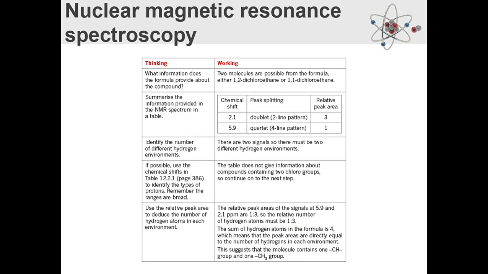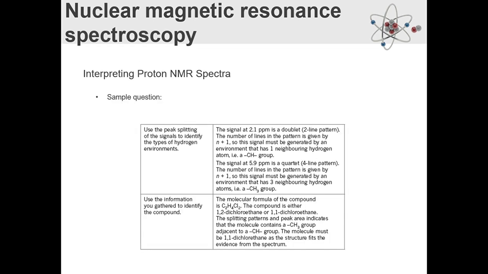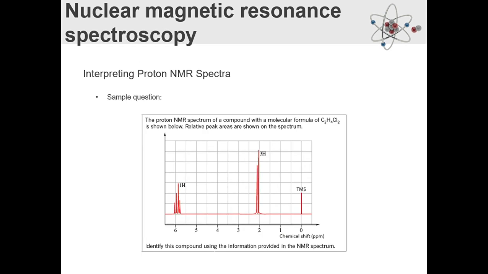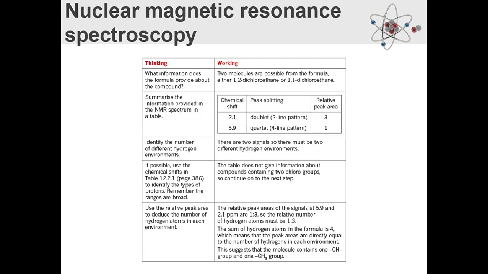Okay, so what information does the formula provide about the compound? Well, the 2 molecules from the formula are either 1,2-dichloroethane or 1,1-dichloroethane. So here what they've done is they've put it into a table. At 2.1, you've got something that's worth 3 hydrogens, and it has a doublet. And then at 5.9, you've got a quartet, which is a 4-line pattern. So there are 2 signals, which means there must be 2 different hydrogen environments. You could use the table, or you could go back and just look at your diagram.